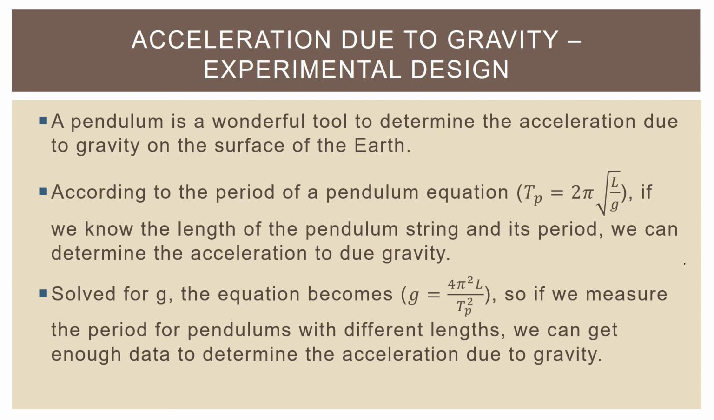If you measure the period with different lengths, so changing the length is going to give you a different period, so you'll get a bunch of different data points, we can get enough data to determine the acceleration due to gravity. The equation tells you everything you need to do. You need to change the length, and by changing the length, this will change the period, and then you're in business. You just collect your different data points. Take a second to pause this video here and write that down, and when you hit play, we'll move on.